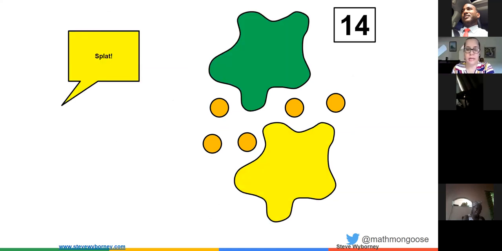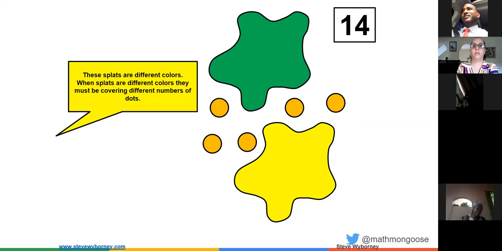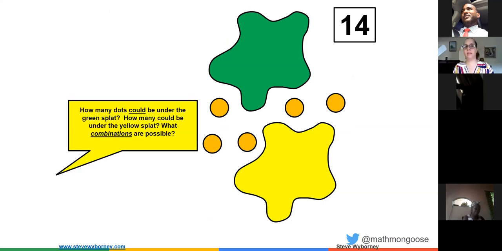Now it is a little bit different because now we have splats of different colors. And once we have splats of different colors, that means they're covering different numbers. So our question is, how many could be under the green splat? And what are the combinations? Could I see the combinations that we could get under the green and the yellow? What combinations could we get for this one, right?